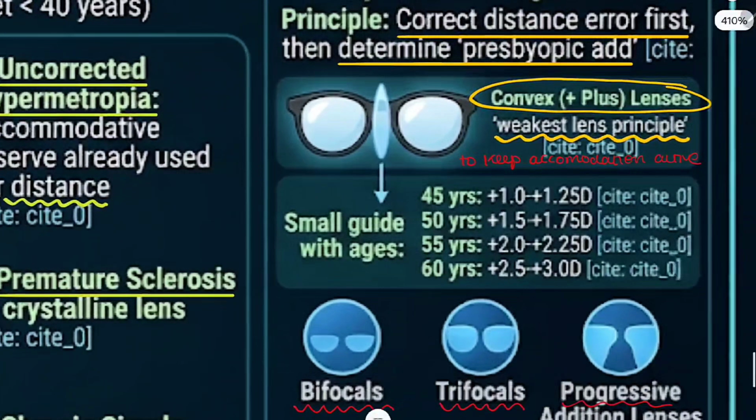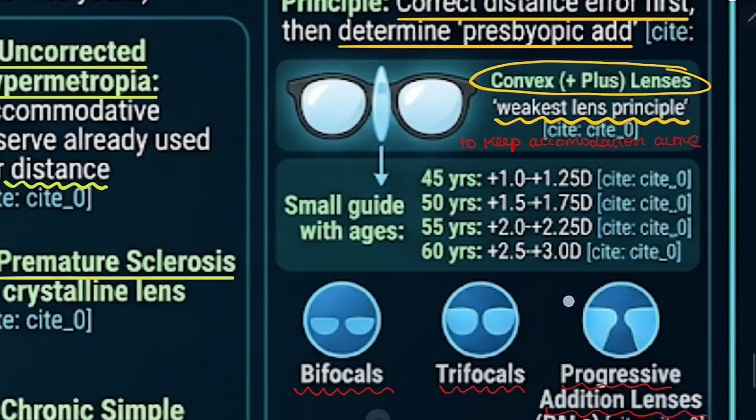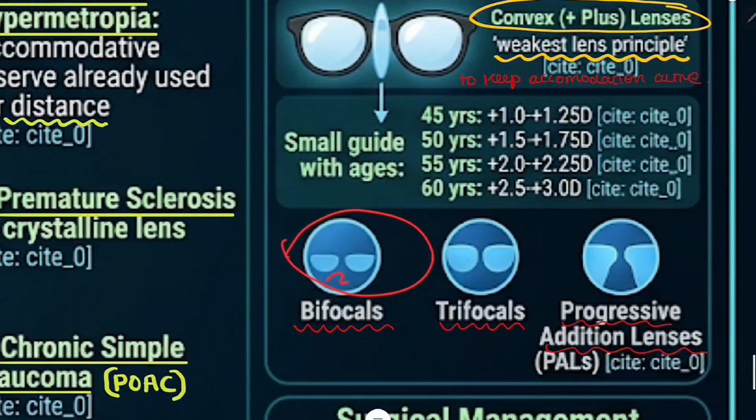And what is the add that we are doing is, at 45 years we will do +1 to +1.25. If it is 50 years, we will do +1.5 to 1.75, and at 55 years we will do up to +2 to 2.25, and then after 60 years it is actually up to +3 diopter addition that can be done. And this lens can be bifocal lenses, that is both concave and convex is present. So we can see a glass where there is one lens under and another lens over. Then trifocals can be given, and progressive addition lenses can also be given.